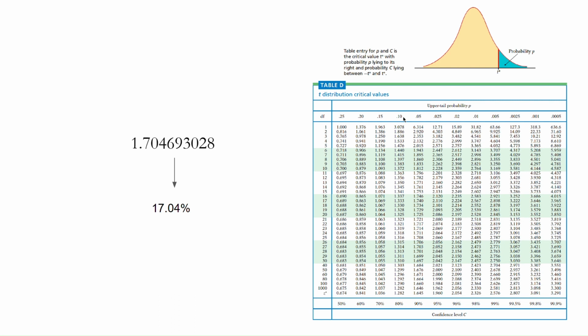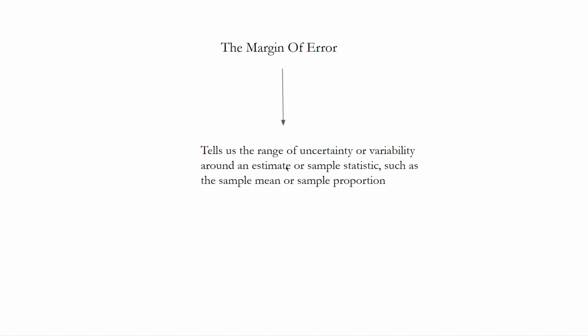Okay, that's all I have for this video. Now let's quickly recap what the margin of error is. The margin of error tells us the range of uncertainty or variability around an estimate or sample statistic, such as the sample mean or sample proportion.